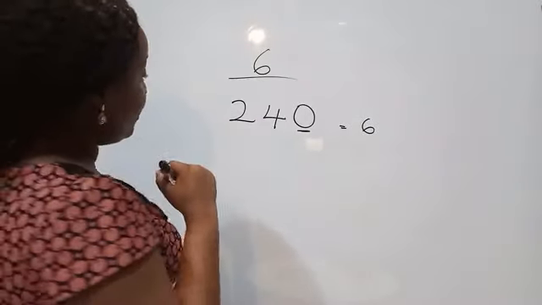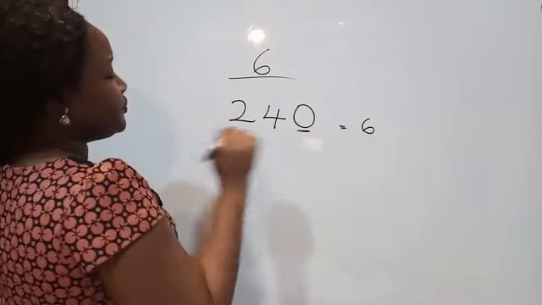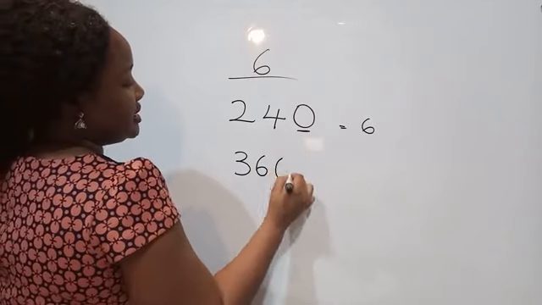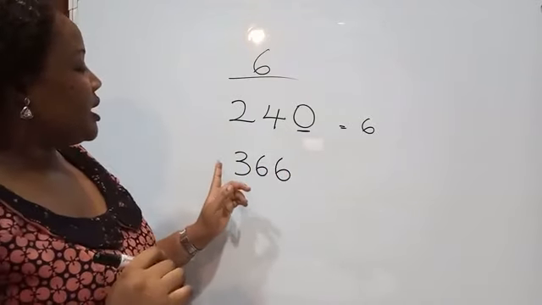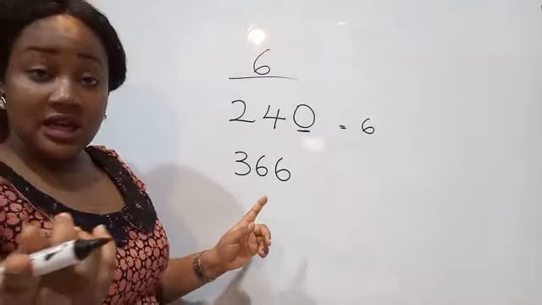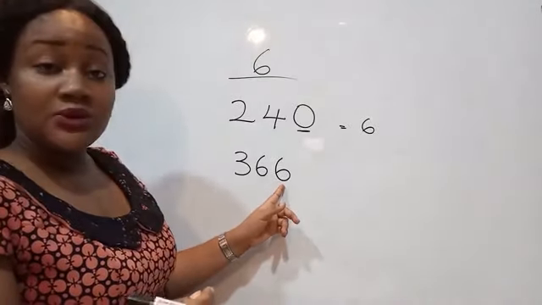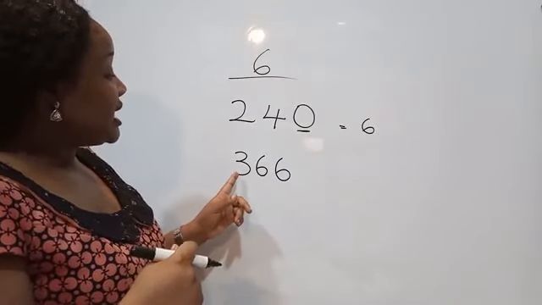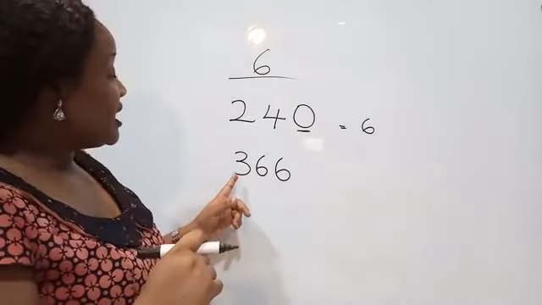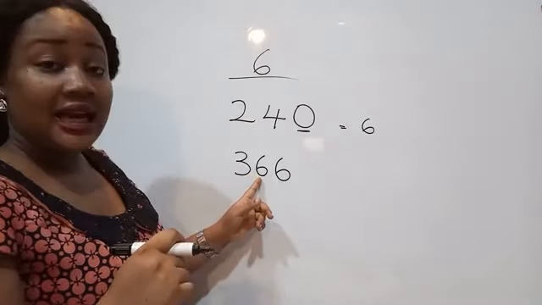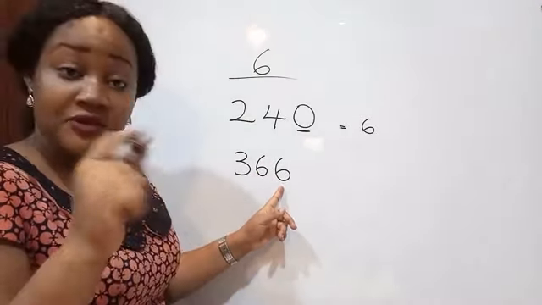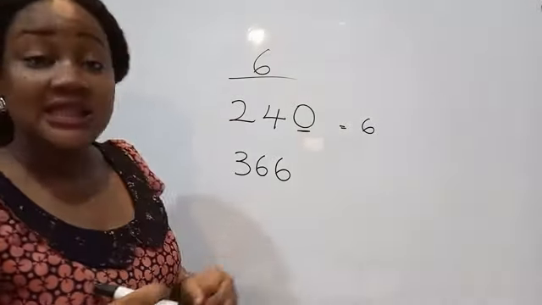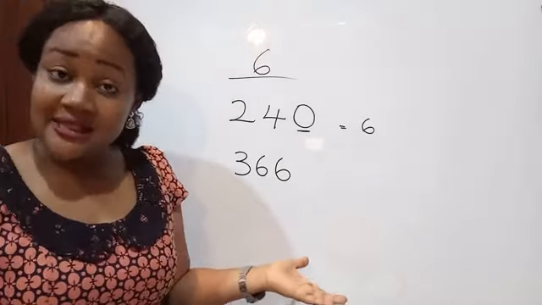So let's look at another one. Let's say 366. To find out if it's divisible by 2, of course it ends with an even number, which is 6, so it's divisible by 2. Then let's add the digits to find out if it's divisible by 3. I have 3 plus 6, 9. 9 plus 6, 15. And 15 is divisible by 3. So it means that 366 is divisible by 6.